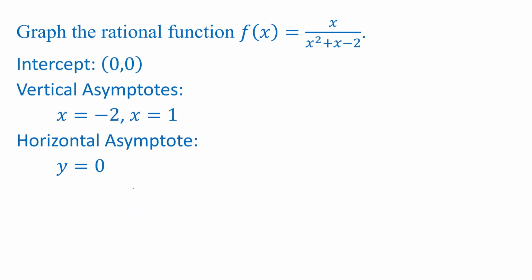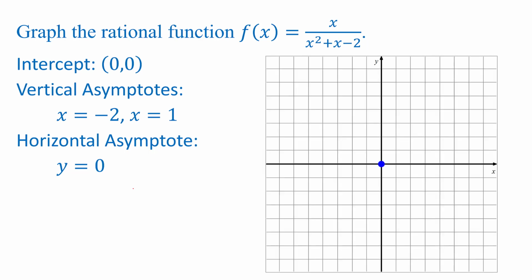Now we put all this information together and begin by graphing the x-intercept of (0, 0), adding the vertical asymptotes, x equals negative 2 and x equals 1, as dashed lines. The horizontal asymptote, I don't always graph when it happens to be along the x-axis, but I will in this case: the horizontal asymptote of y equals 0. And then we're going to move on to plotting some additional points.